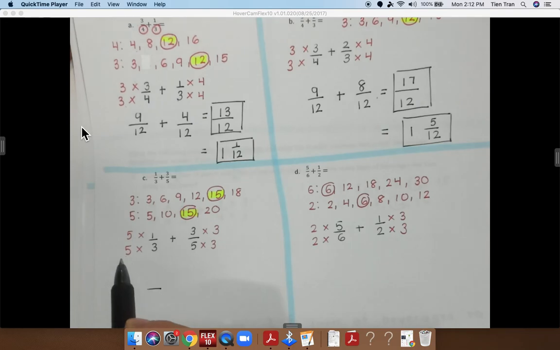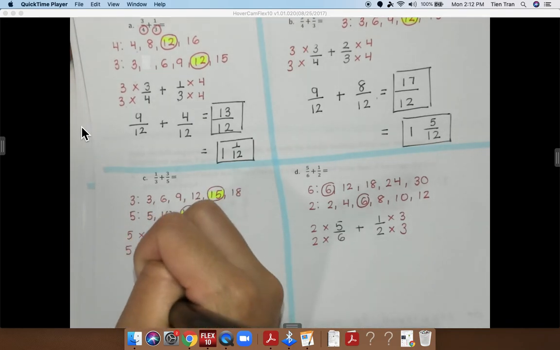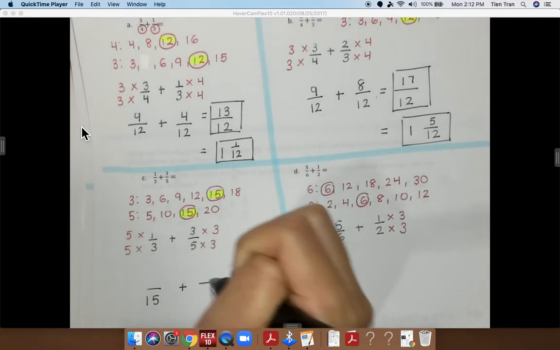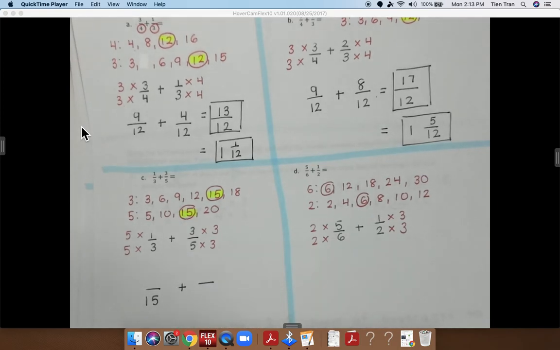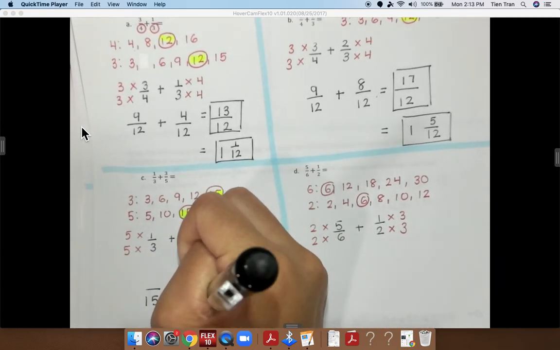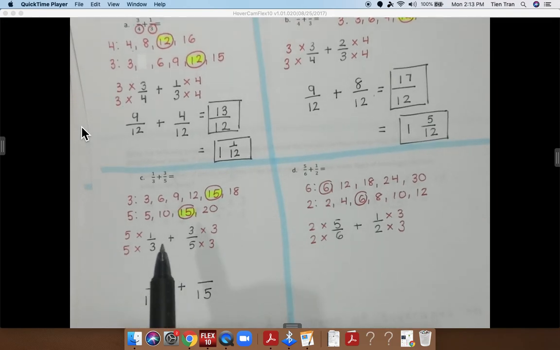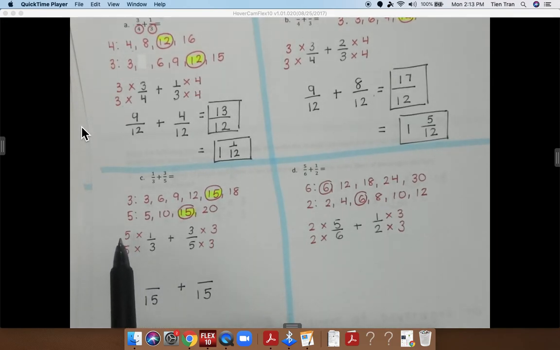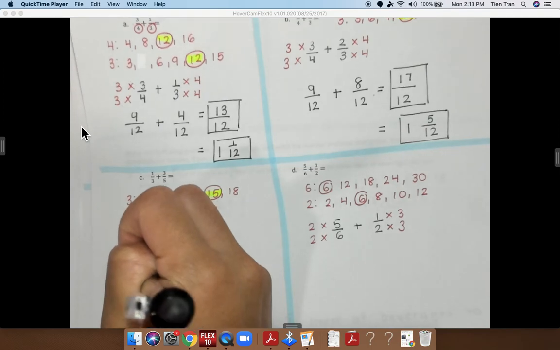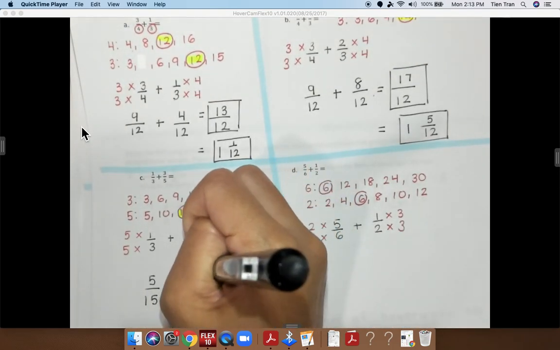So 3 times what is equal to 15? 3 times 5 is equal to 15. And 5 times what is equal to 15? 5 times 3 is equal to 15. And what I do on the bottom, I must do on the top. So 5 times 1 is equal to 5, and 3 times 3 is equal to 9.